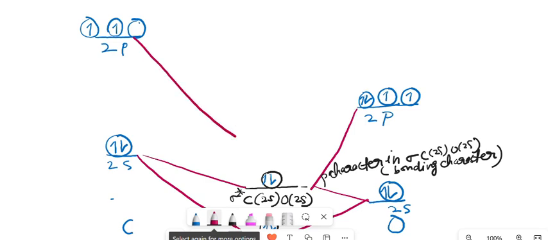Now the 2px and 2py of carbon and the 2px and 2py of oxygen form pi 2p orbitals, which are a pair of orbitals. They are degenerate, having the same energy, and these are the bonding molecular orbitals. Pi 2p.